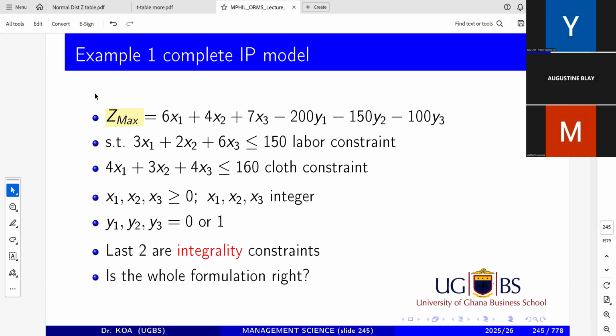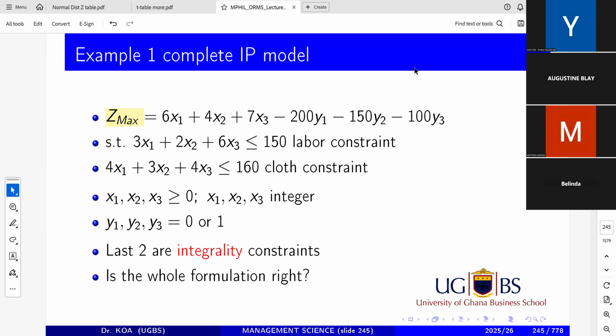Doc, following up on what Belinda said, the constraints don't have the y variables. So there's no way to link it between the constraints and the objective function. Sorry. Why?